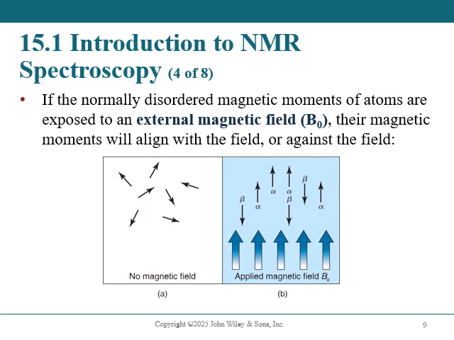If the normally disordered magnetic moments of atoms, they're just moving around everywhere, are exposed to an external magnetic field, and we use the term B sub 0 for external magnetic field, their magnetic moments will align with the field or against the field. So you have a bunch of nuclei randomly moving around, you expose them to a very strong magnetic field, then all of these are going to move into straight lines. They're going to be either parallel or anti-parallel to that field that you're applying. That's what this image means. Your alpha are going to be with the magnetic field, and your beta are going to be against that magnetic field that you're applying.